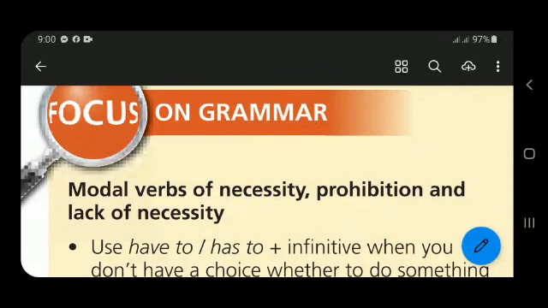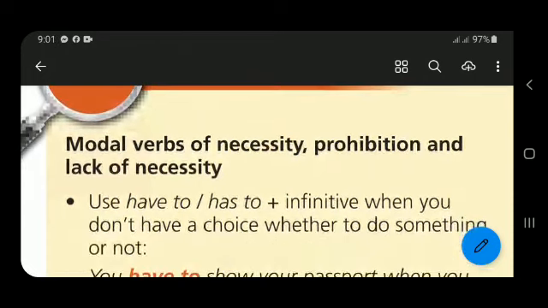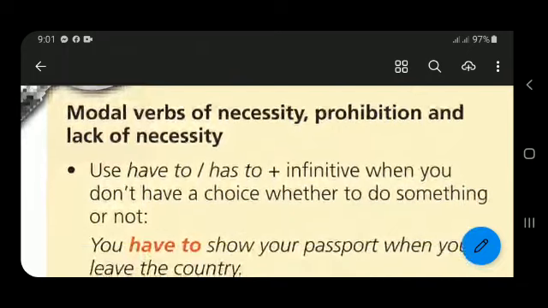Good morning, my dear students. Today we are going to deal with Unit 14, Lesson 2, Grammar. It's about using modal verbs of necessity, prohibition, and the lack of necessity. Today we are going to deal with this point.